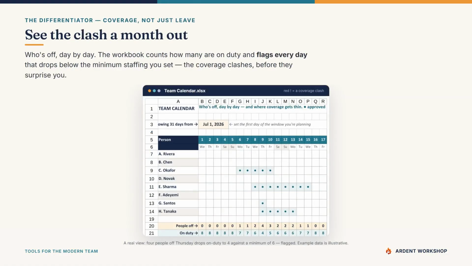Here's what most trackers miss: coverage. The team calendar shows who's off day by day and counts how many people are on duty. Set the minimum you need, and it flags every day that drops below it. In this example, 4 people off on Thursday leaves just 4 on duty, a clash you can now fix a month out instead of the morning it happens.